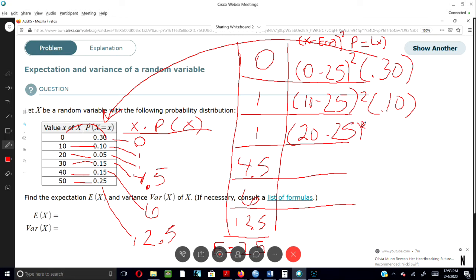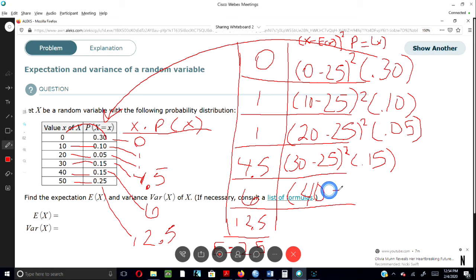That's a squared. I know that looks bad. Let me see if I can redo it. Okay, that looks better. Times 0.05. Then we have 30 minus 25 squared times 0.15. Okay, then we have 40 minus 25 squared.